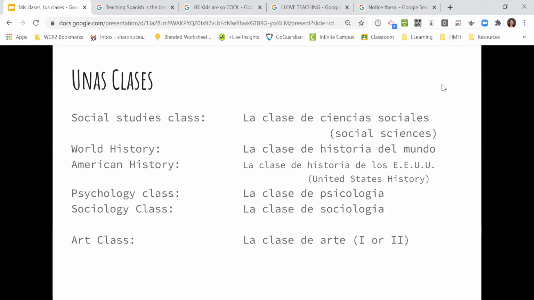Then we have la clase de psicología, psychology class, and la clase de sociología, sociology class. Then art class, la clase de arte. We have la clase de arte uno or la clase de arte dos.